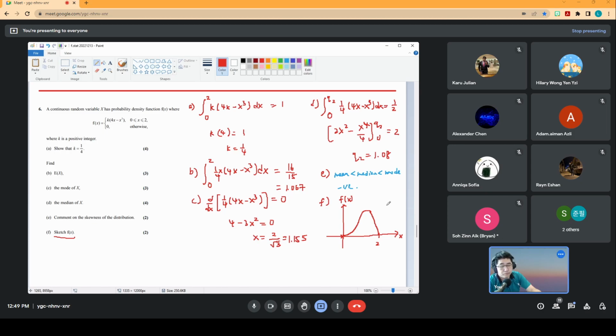Can or not? Do you know how to do the calculation? Do you still remember P1, how to sketch a cubic graph?